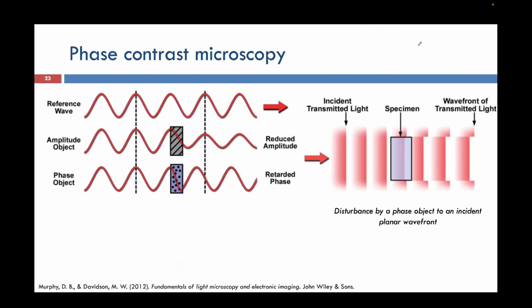And to see what amplitude objects and phase objects are, see here, this is a reference wave, and this is my amplitude. If I keep an amplitude object here, you will see the reduction in the amplitude from here to here. Due to the reduced amplitude, you will get reduced intensity, and from there you will get higher or lower contrast depending upon the intensity.